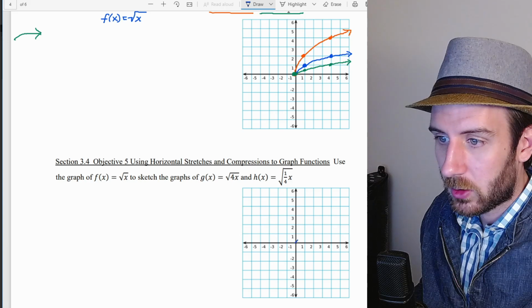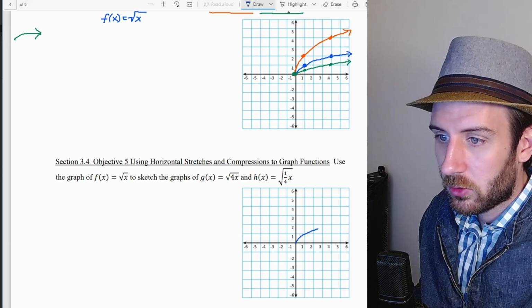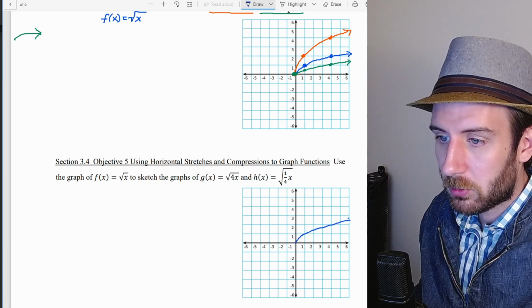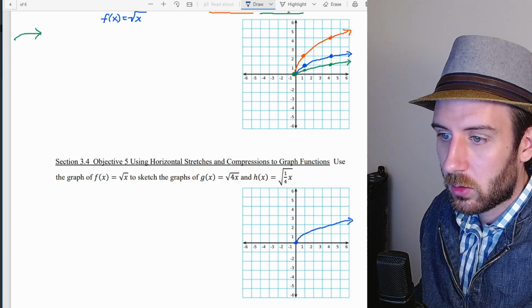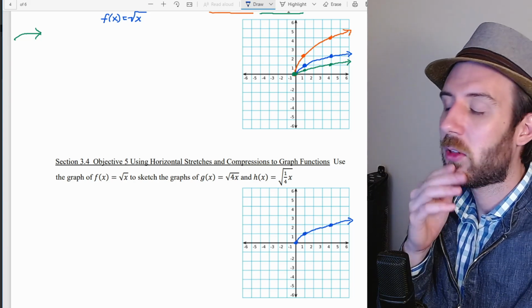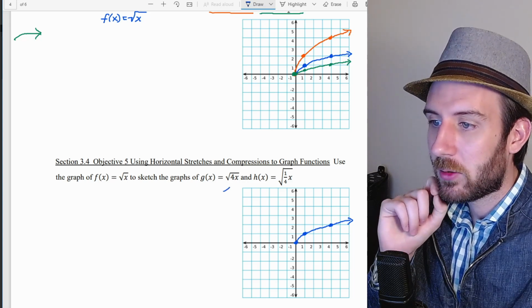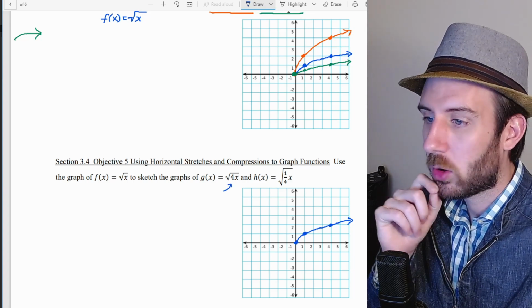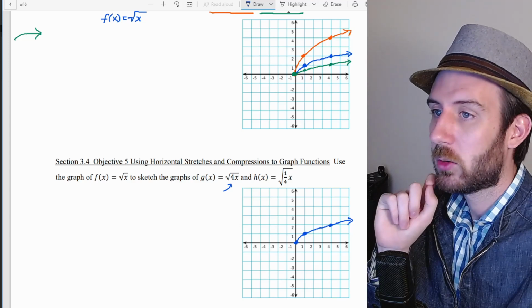So it's going to be just like this. Make sure we go through our nice pretty points. Good. Here and here. Okay, and now I would like to multiply my x value by 4 before I take the square root. Okay, let's see what happens with that one.